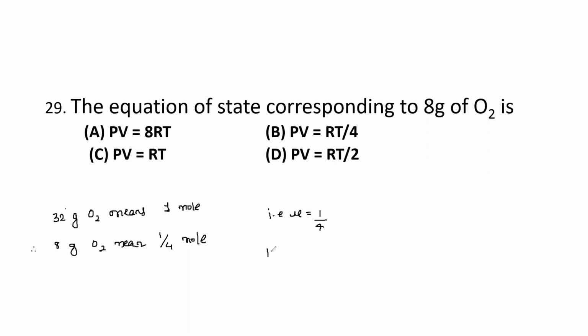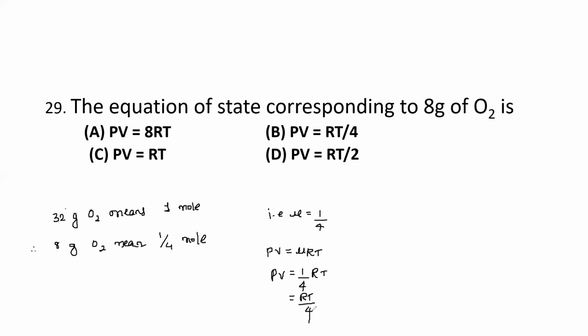So what is our equation? Our equation is PV is equal to mu into RT. Therefore, we will get PV is equal to 1 divided by 4 R into T, or we can also write it as RT divided by 4. See the options.